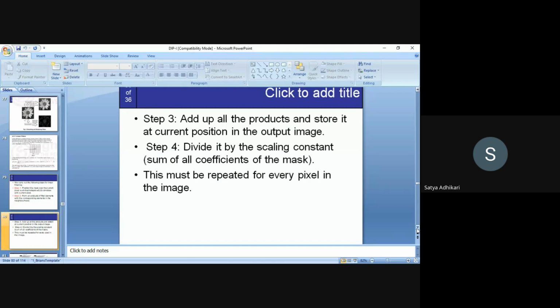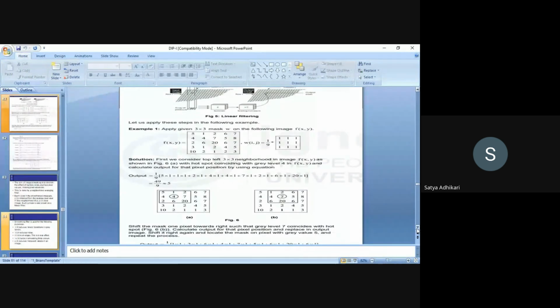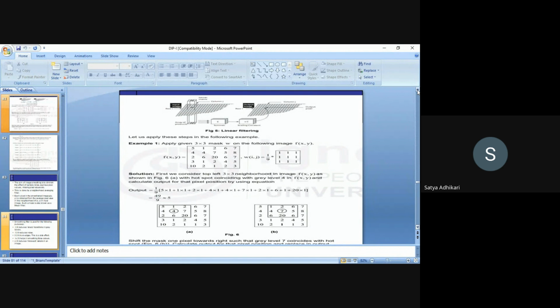So let us see. This is a proper example, a good example of the previous. We know that this filter uses some mask. You see example 1. The question is: apply the given 3 cross 3 mask w on the following image f(x,y). In f(x,y), a 5 cross 5 matrix is given, which represents 25 pixels of the image.